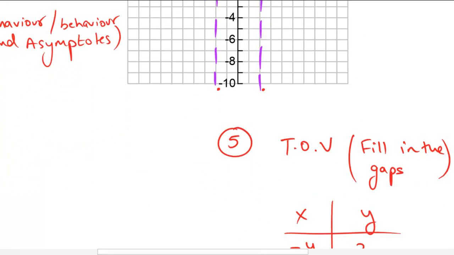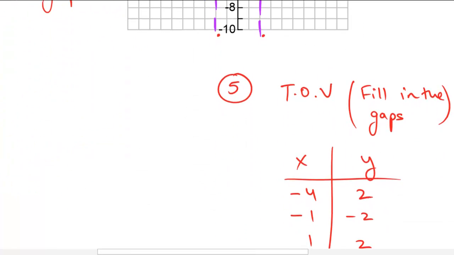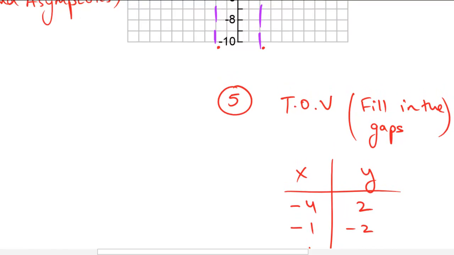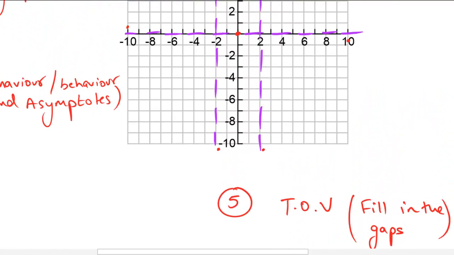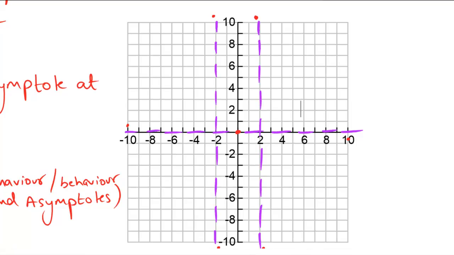So the values I end up getting are -4, +2. I also get -1, -2 down here. I also get +1, +2 up here. +4, -2. Now it's a matter of connecting the graph.